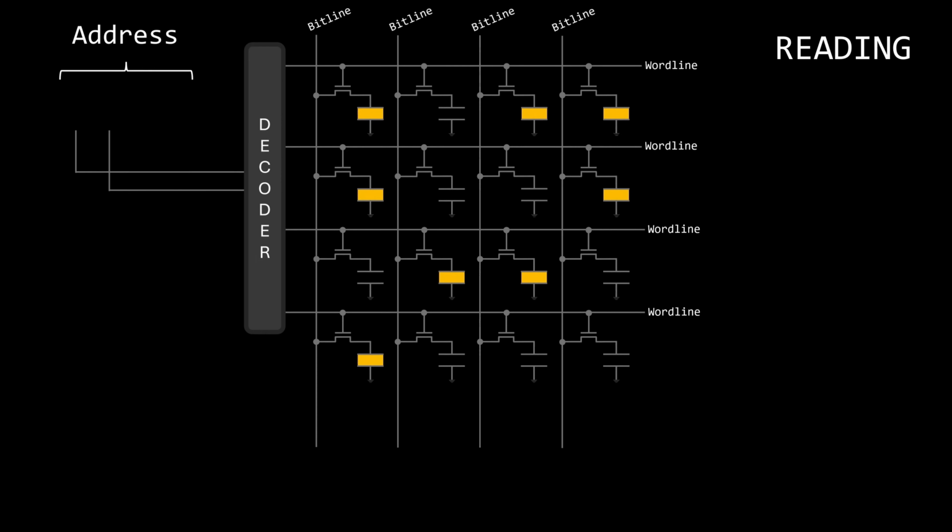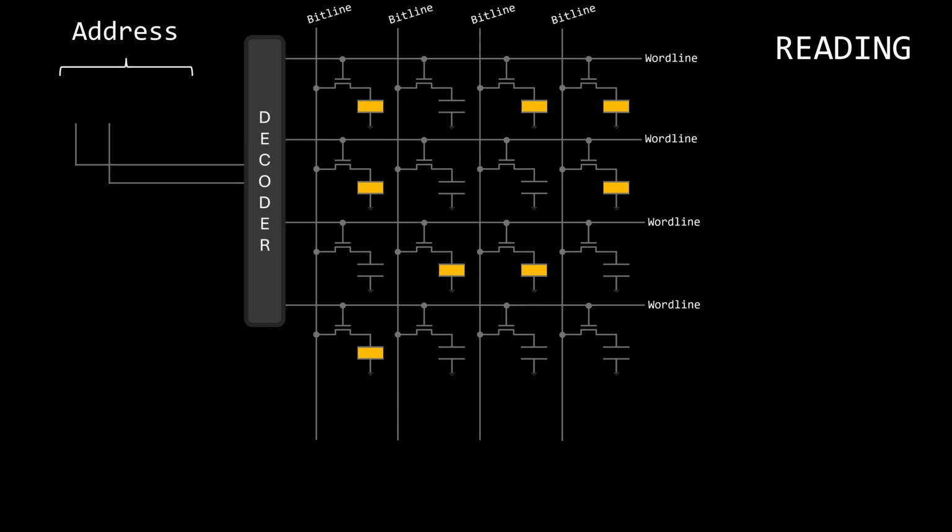Now let's explain how dynamic RAM reads values from its cells without erasing its data in the process.